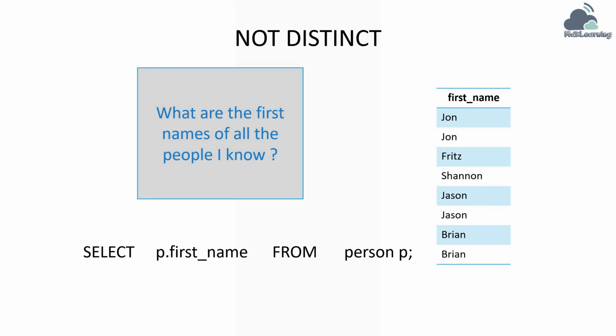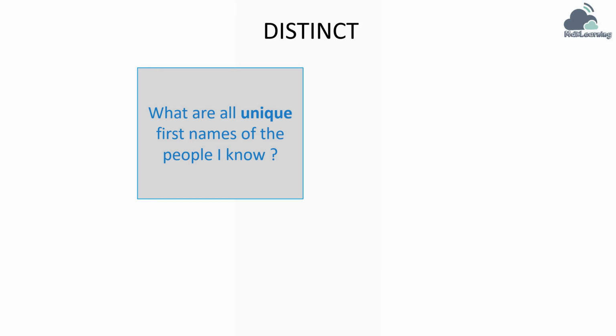So let's say that that particular result returns John, John, Fritz, Shannon, Jason, Jason, Brian, Brian. So this means I have 2 people in my contacts in that person table who have the first name of John, 1 Fritz, 1 Shannon, 2 Jasons, and 2 Brians. Okay, so a pretty typical distribution of names.